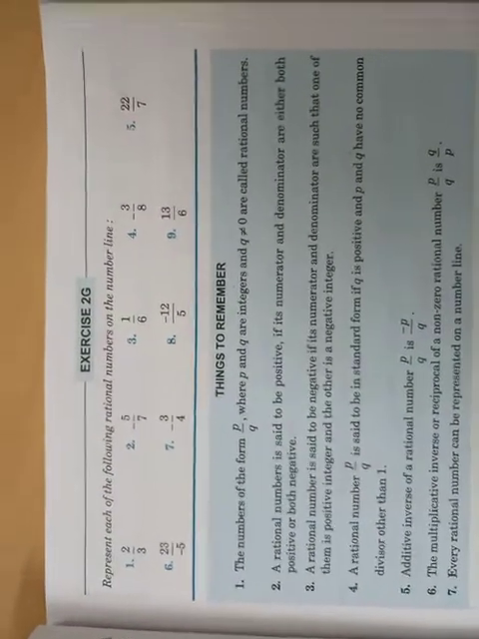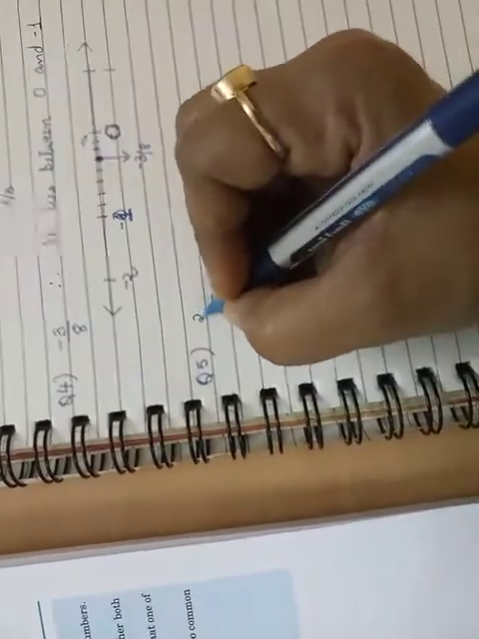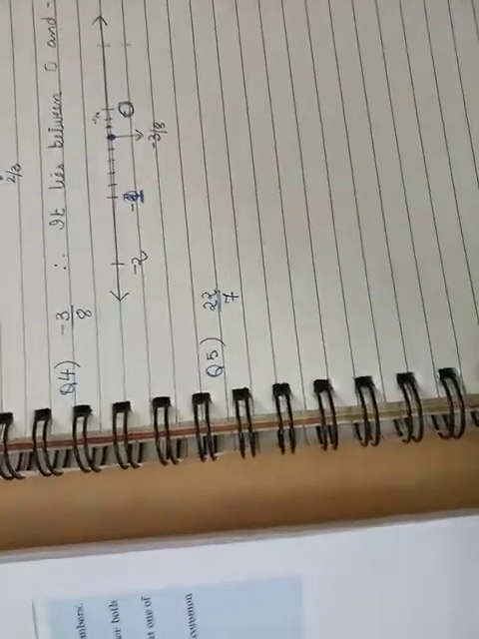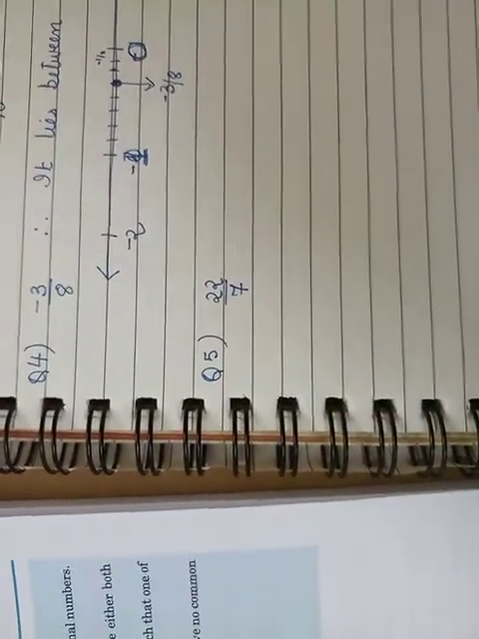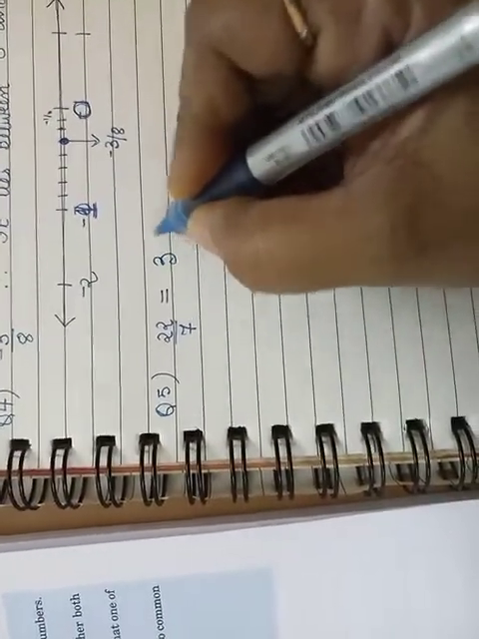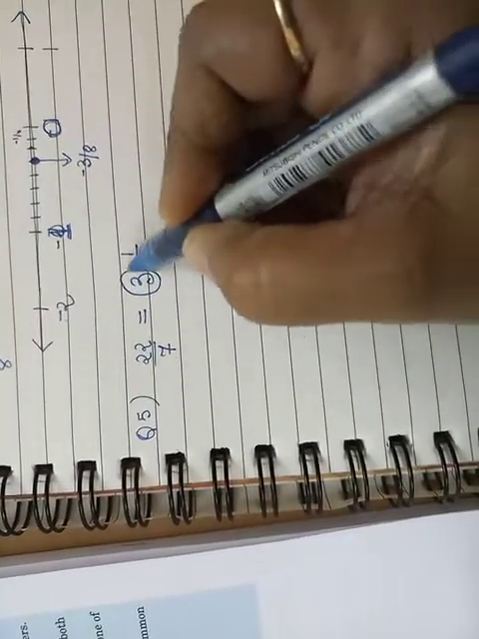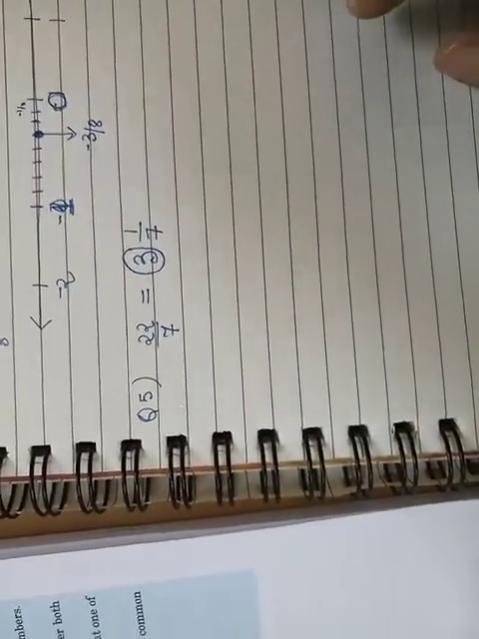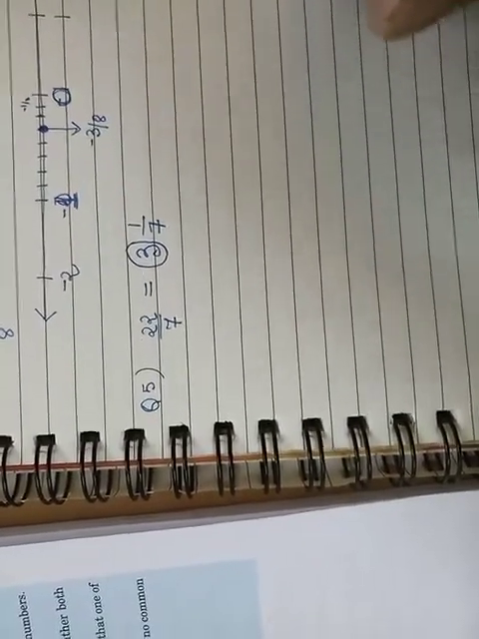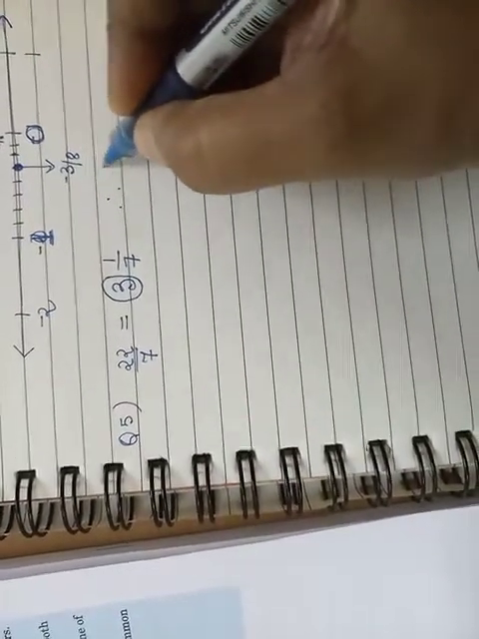Then I come to question number 5, that is 22 by 7. Students, as you see, it's an improper fraction. So first we will convert it into a mixed fraction. So it will become 3 whole 1 by 7. Now how many whole parts does it have? It has 3 whole parts and 1 by 7 part more. That means it is greater than 3 and less than 4. So it will lie between 3 and 4.